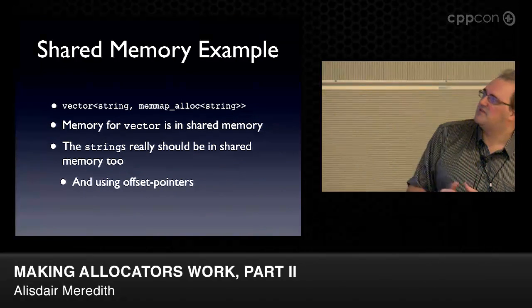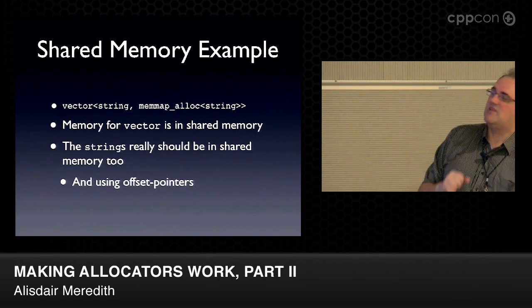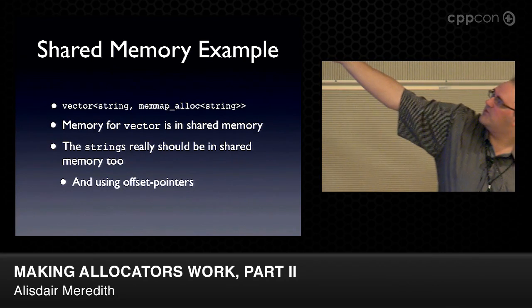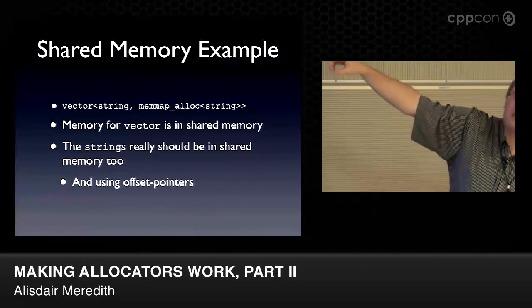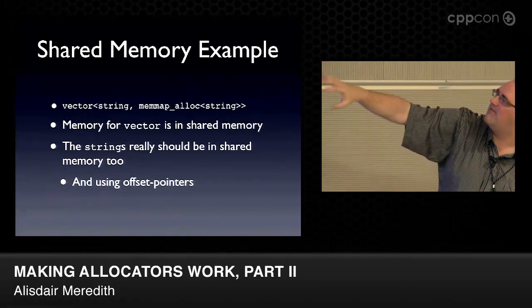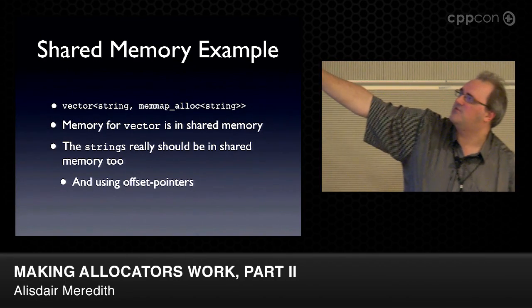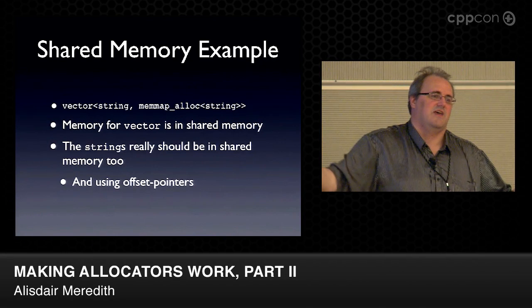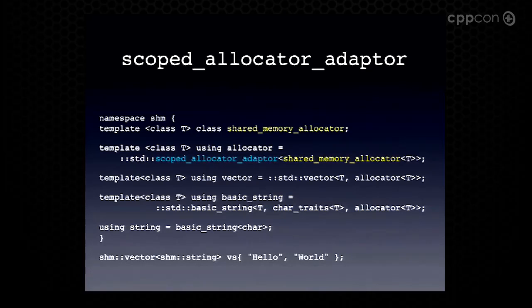So the memory for the vectors is in shared memory, the strings are in that same shared memory, and we're all using these fancy pointers. Unfortunately, this doesn't work quite as written, because I've said my vector is using a memory mapped allocator for strings, but the string I've supplied it is still using regular C++ allocators. So what does it look like if we try and do this in practice?